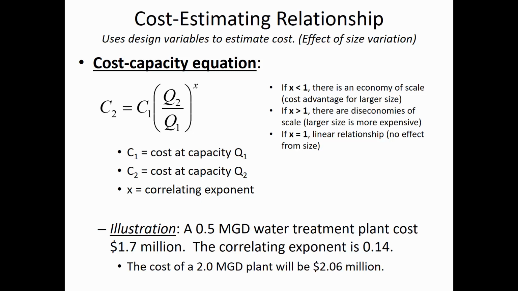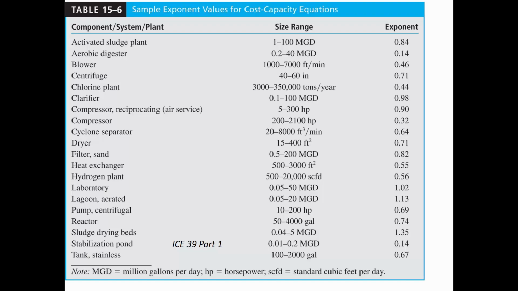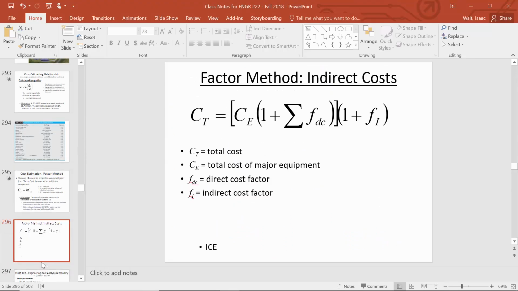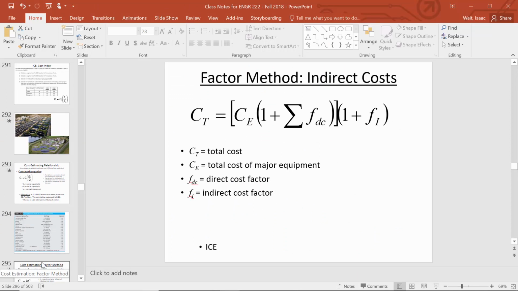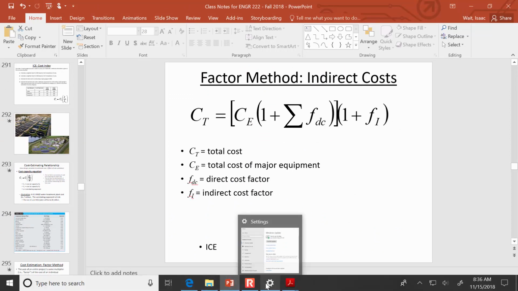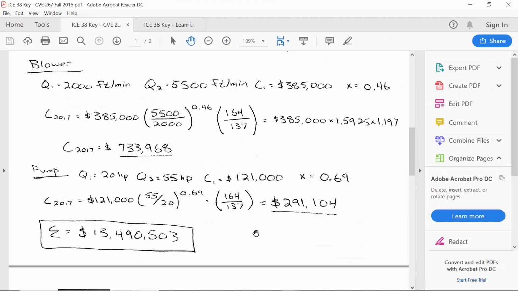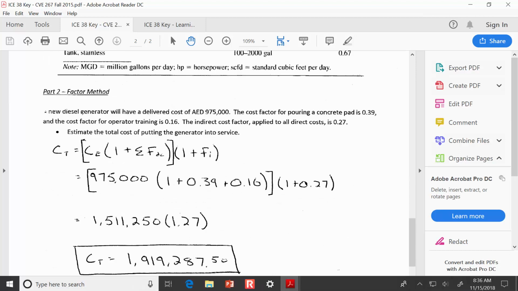So any questions about cost capacity equations? All right, so here's the table in your book that has all the detailed information for different components. In the handout that I've given you, Part 2, we're going to combine cost index and cost capacity ideas together. So let me bring up the problem statement here on the screen.